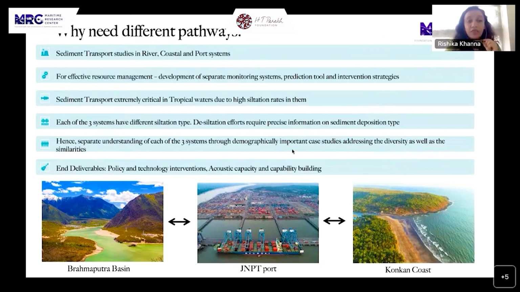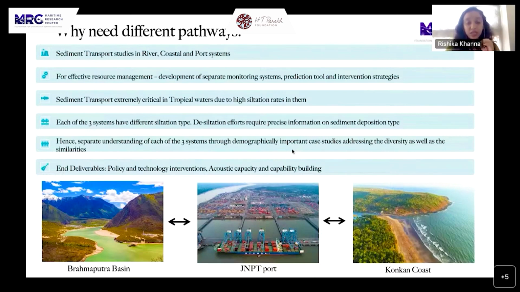A first reason is for effective resource management, because each of these systems are very critical as they have high siltation rates, and these three systems have different siltation types. So in each of them, desiltation efforts require precise information on sediment deposition type, and studying them separately will help in effective resource management by developing separate monitoring systems, prediction tools, and intervention strategies.